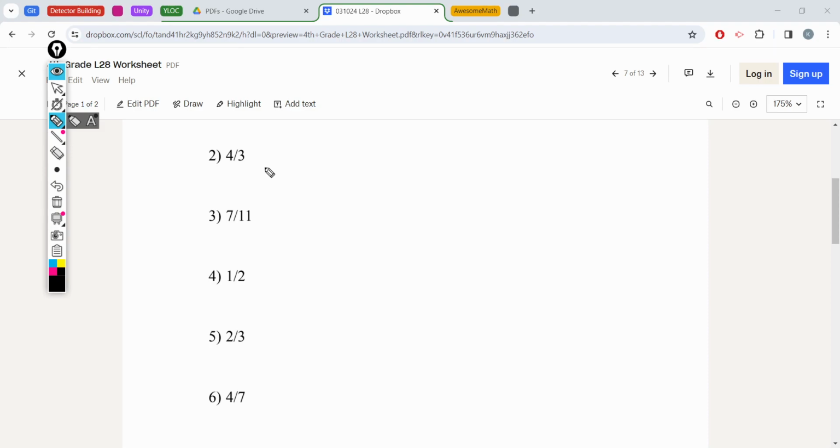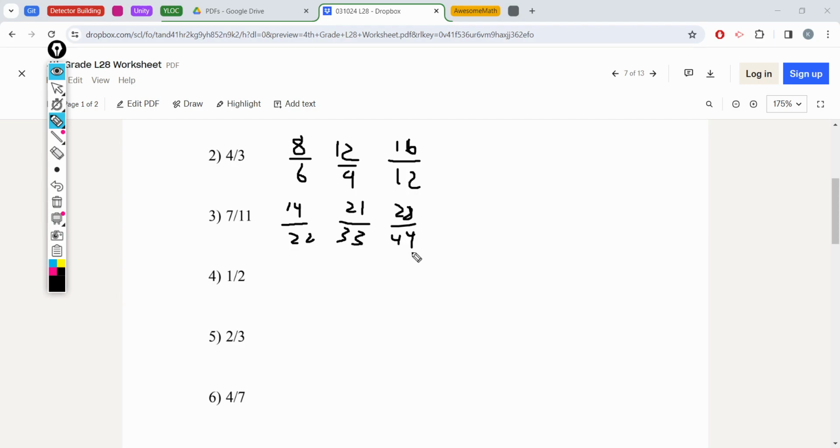Let's move on. 4/3. We can multiply the top and bottom by 2, by 3, or by 4. So that will give us 8/6, 12/9, or 16/12. 7/11. We can multiply just like before by 2, 3, or 4. So that'll give us 14 over 22, or 21 over 33, or 28 over 44. 1/2, we can get 2/4, 3/6, or 4/8.